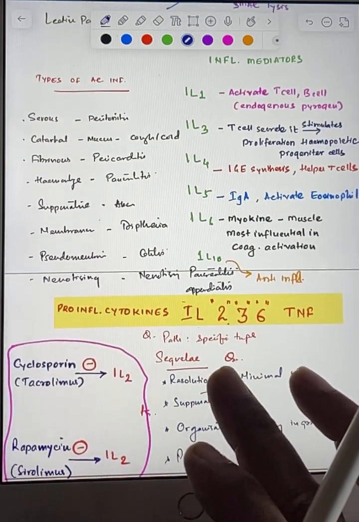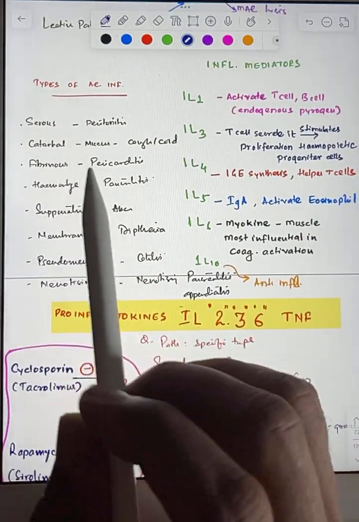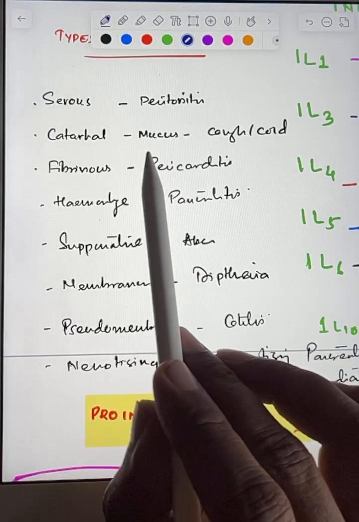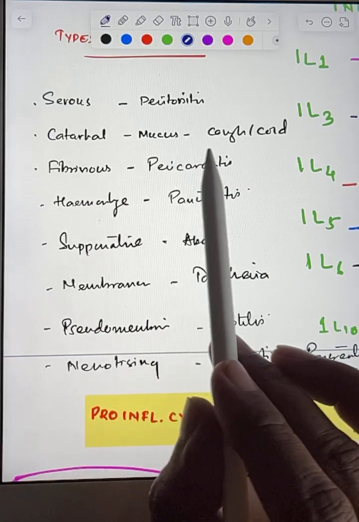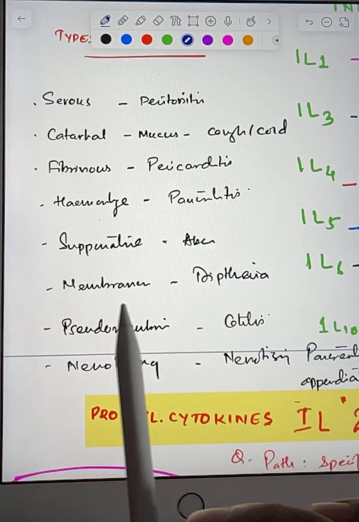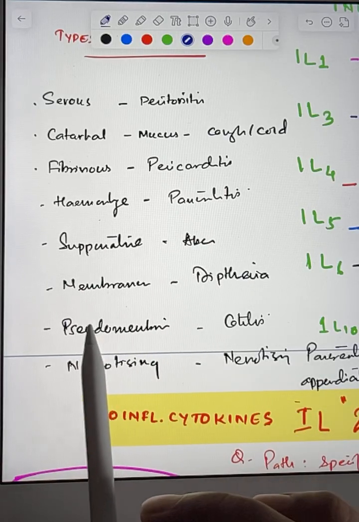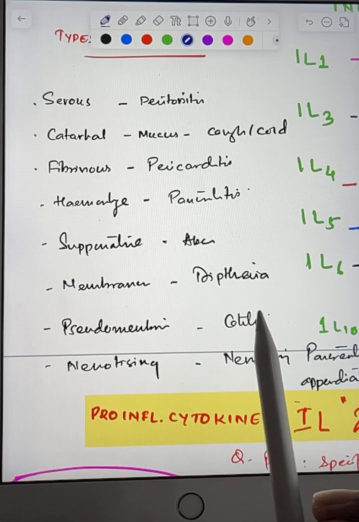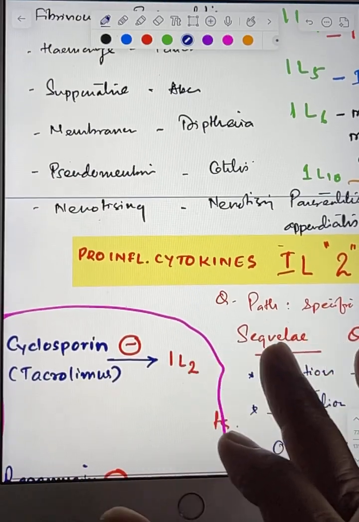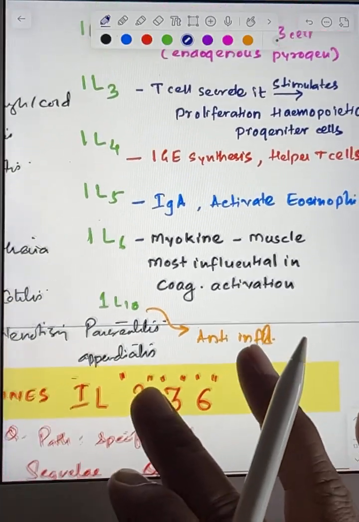Types of acute inflammation. You can see serous, as in peritonitis; catarrhal or mucus, as in cough and cold; fibrinous, as in pericarditis; hemorrhagic, as in pancreatitis; suppurative, with abscess formation; and membranous, as in diphtheria with formation of membranes, pseudomembranous colitis, necrotizing fasciitis and so on.